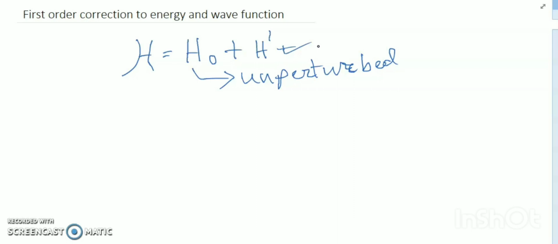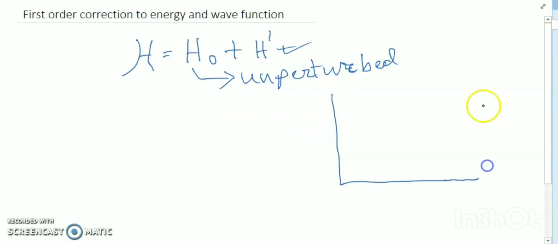For example, we have the infinite square well, and then we add maybe just a little bump.